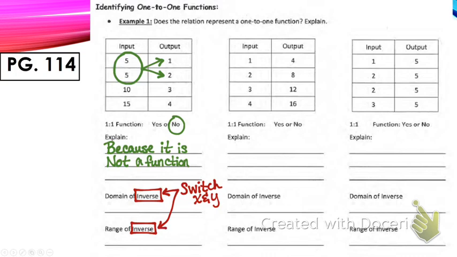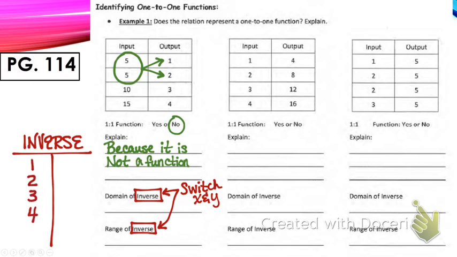So for this table right here, if I wanted the inverse table, I'm going to take my x's and y's and I'm going to switch them. So down the left-hand column, I would have 1, 2, 3, and 4. What would be down the right-hand column? 5, 5, 10, and 15.